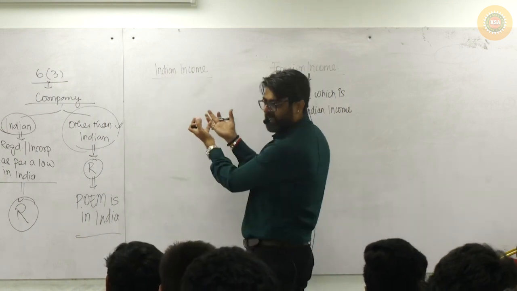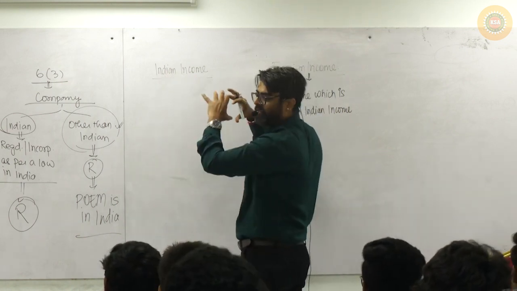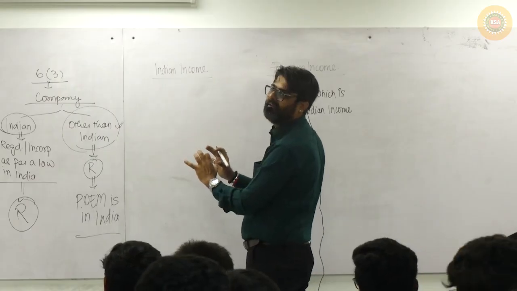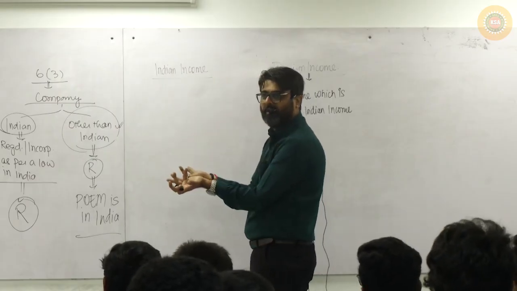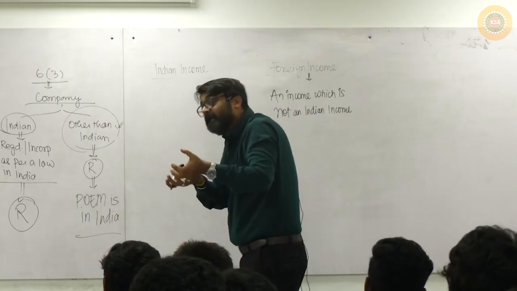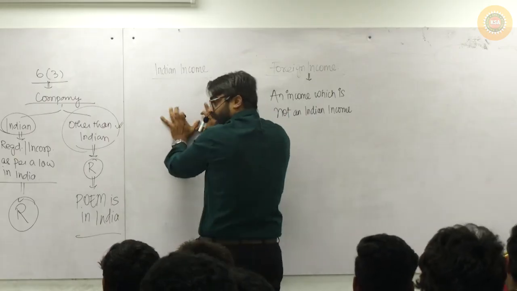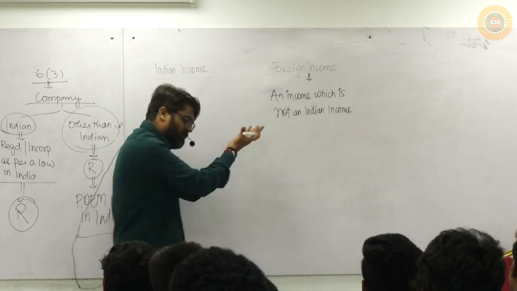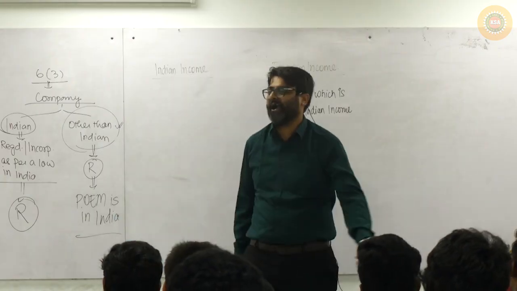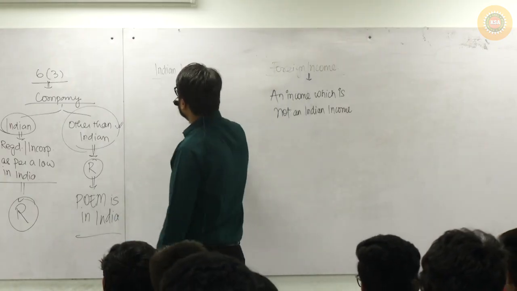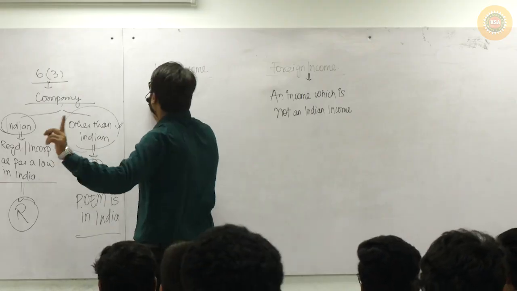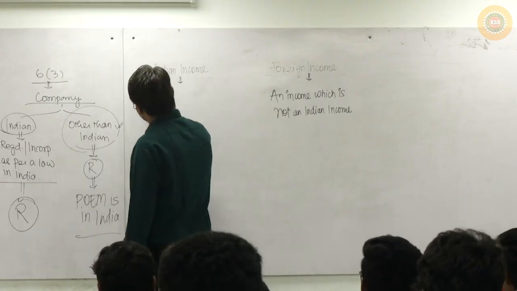So let's talk about the Indian income first. If we identify that the income is Indian income, then well and good. But if the income does not fulfill the criteria of Indian income, then it cannot be Indian income. It will become foreign income. Understanding?